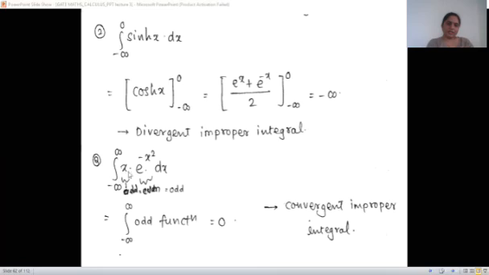Next, integration minus infinity to infinity x into e raised to minus x square. As this is minus infinity to plus infinity, we have to check for even odd. This is odd, this is even. So overall it is odd, and so the answer is 0. And the answer 0 is finite, so it is convergent.